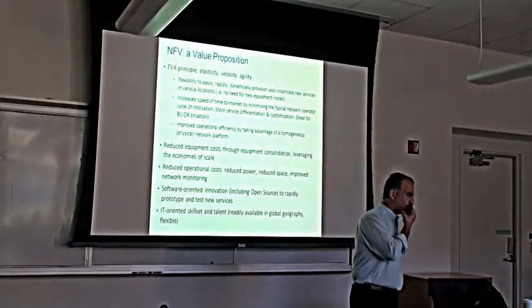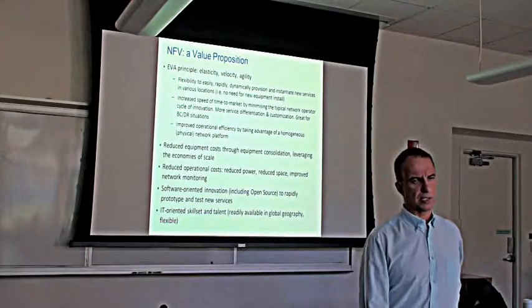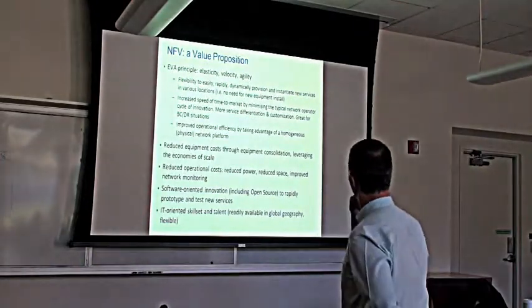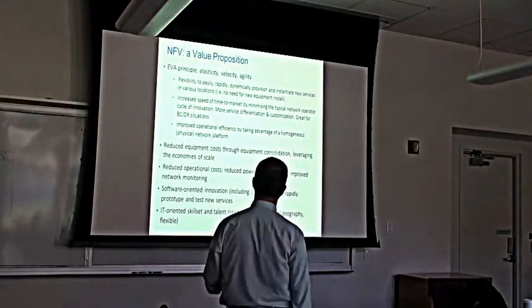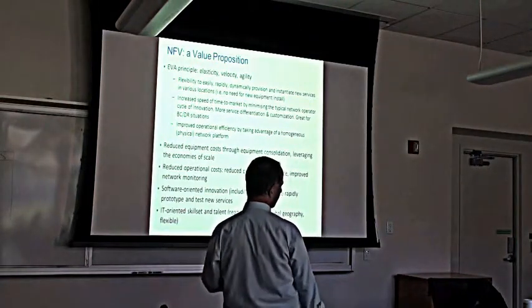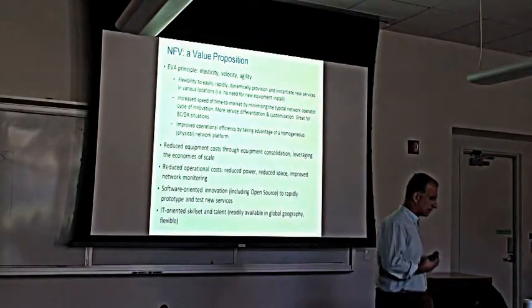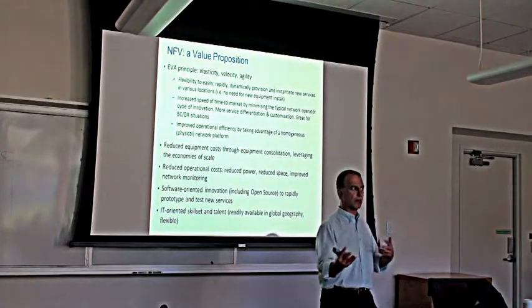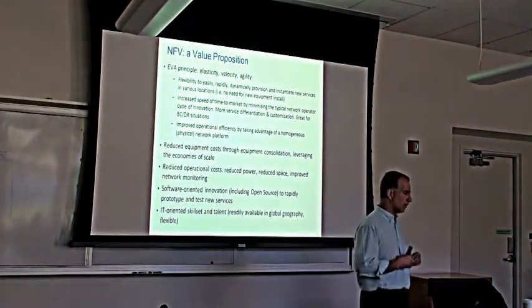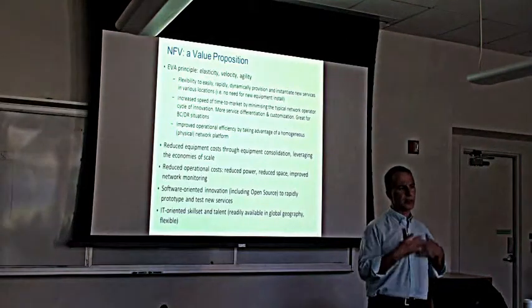Okay, so why NFV? We think that NFV presents a number of benefits. I sort of summarize this in what they call the VIVA principle: elasticity, velocity, and agility. That's the flexibility to rapidly, dynamically provide and instantiate those functions, because now these are running on VMs, so you can launch them whenever you think there's a need for that. It's an increased speed to market.